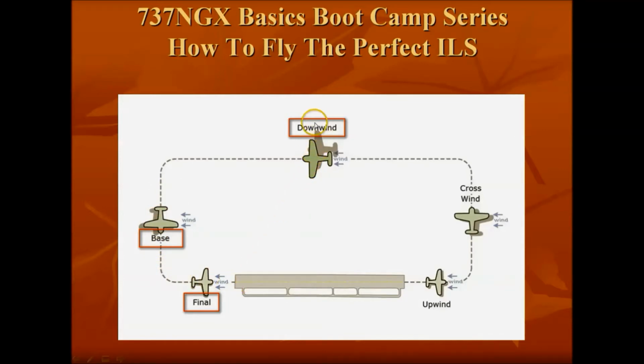So this is where we are when we're talking about being on the downwind leg, heading in a direction that will require us to make a 180 degree turn, come back and head back towards the runway to land. So that's downwind, and this is base leg.